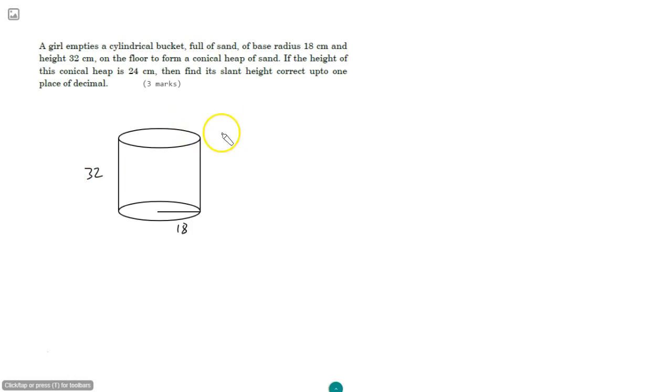So the volume of this cylindrical bucket, or the volume of sand in the bucket, because the bucket is full of sand, is going to be pi r square h. That's the formula for volume of a cylinder. So that's pi into 18 squared into 32. That's the volume of sand. Now this sand is made into a conical heap.